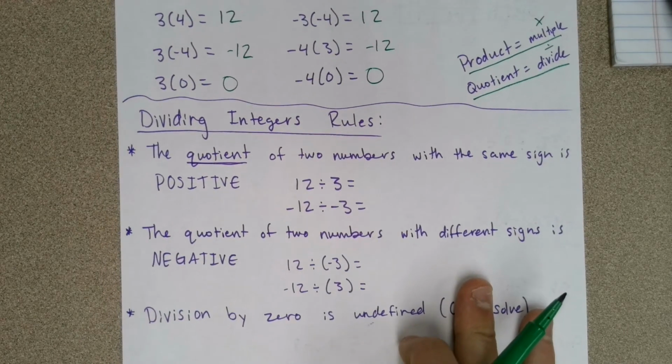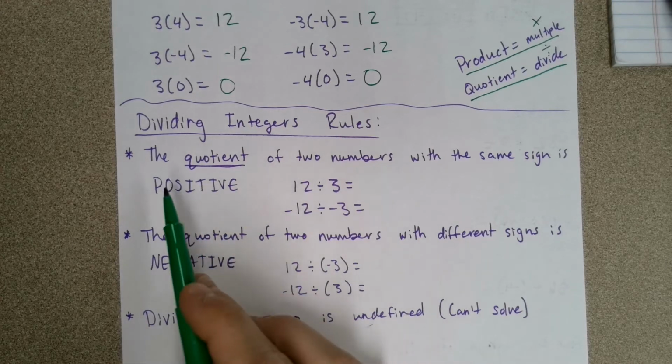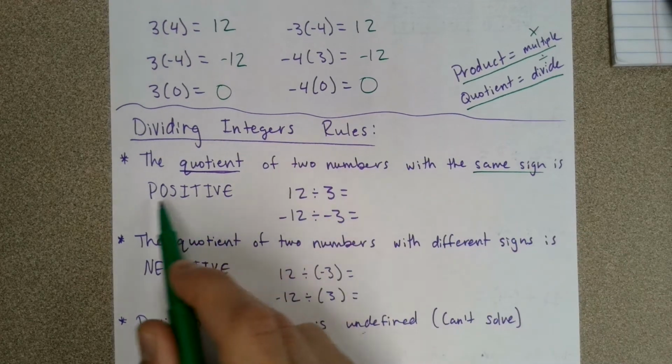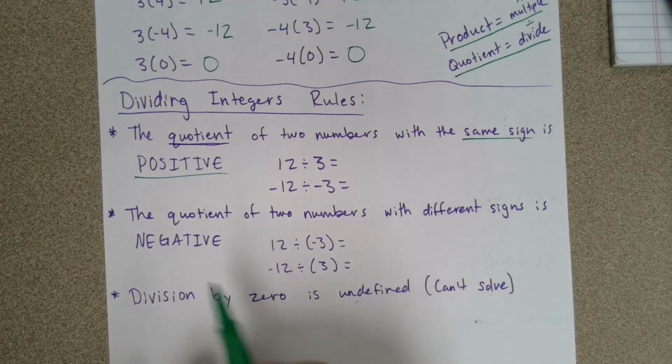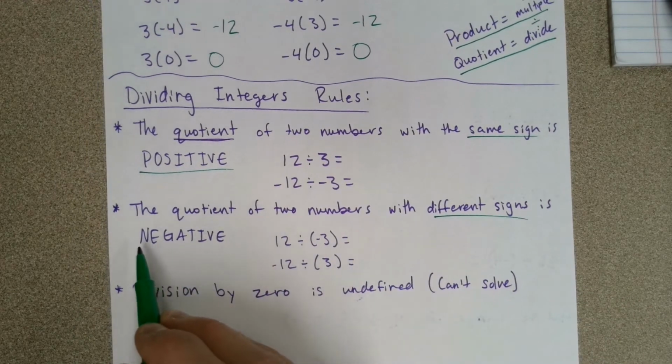Maybe jot that down in your notes if that's something that doesn't ring a bell right now. All right, our dividing integer rules. This is another spot where you might want to pause and write these down if you don't have them down already. Basically, we have very similar rules to multiplying. The quotient of two numbers with the same sign is positive, just the same as we did for multiplication. The quotient of two numbers with different signs, as you can guess, is negative.